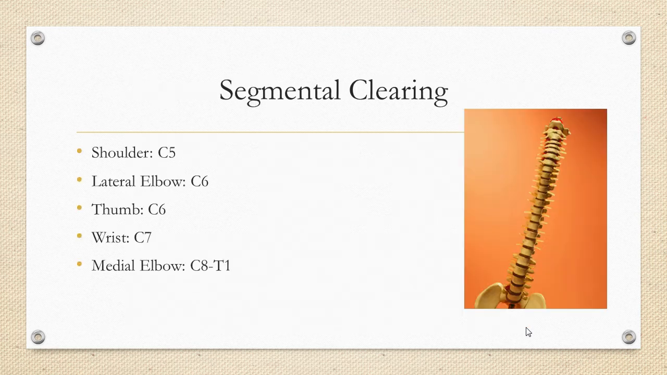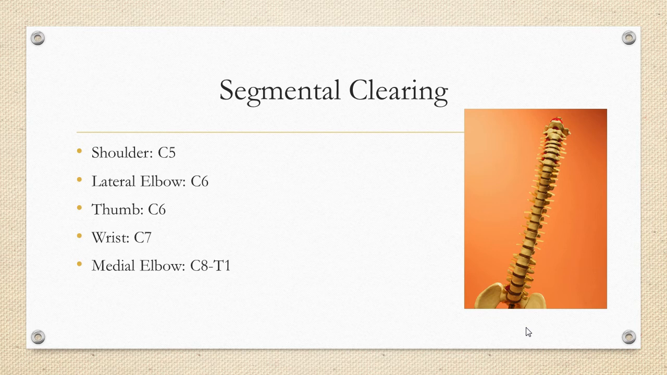One other thing to consider whenever we're dealing with, of course, cervical spine problems, but anything primarily with upper quarter symptoms, is we have to look at the cervical spine in order to clear segments to make sure that they're not affecting the function of the upper quarter. So with regards to the shoulder, typically we want to look at C5.